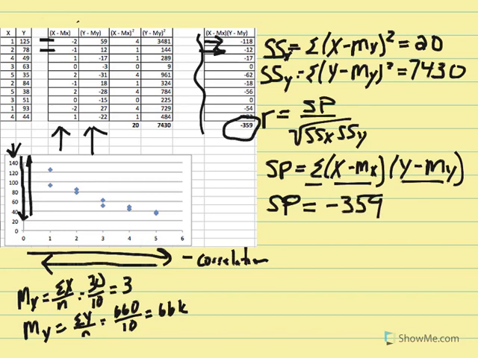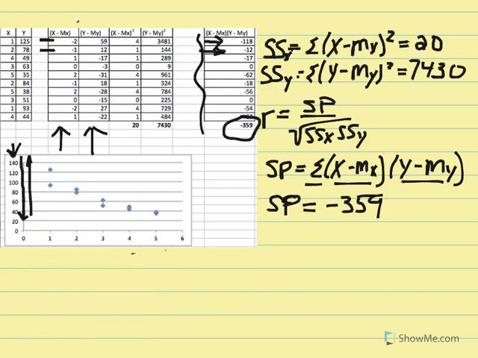-359. So now we have all of the values necessary to calculate our R value, which is our Pearson correlation coefficient, to affirm how these variables are moving together, if at all, and then how strongly they're correlated. So again, the numeric value indicates the strength, the sign indicates the type of relationship we're looking at.